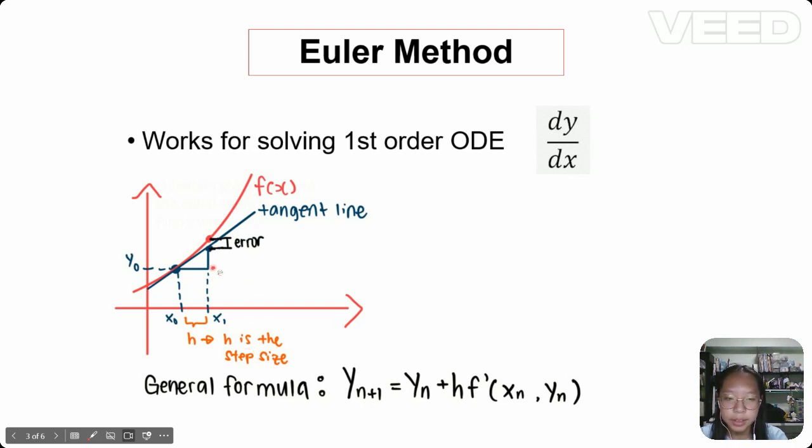This allows us to find another point on the curve. However, this approximated point is obviously not the same as the actual point on the curve, so thus there will be an approximation error, which I will be talking about later.